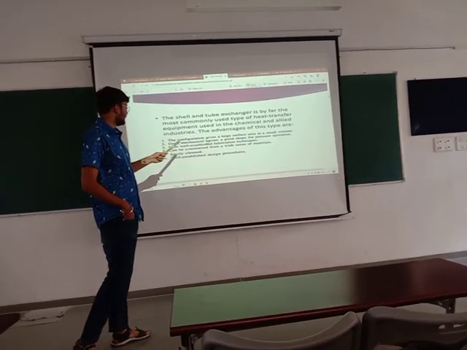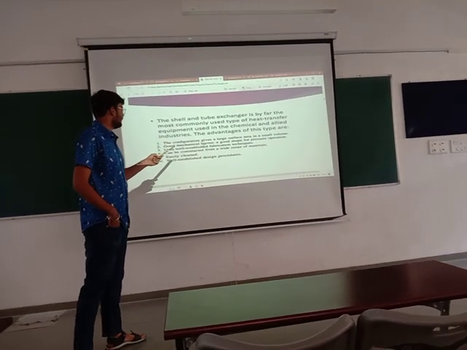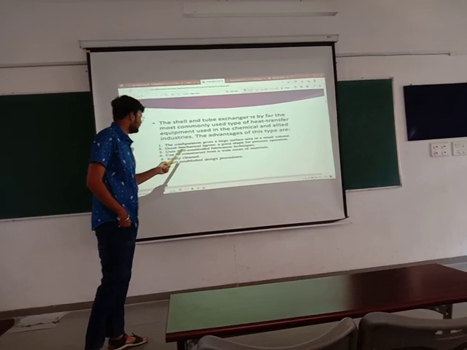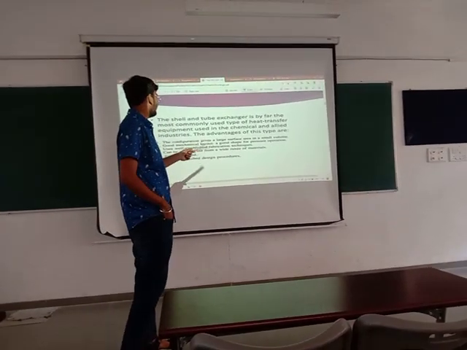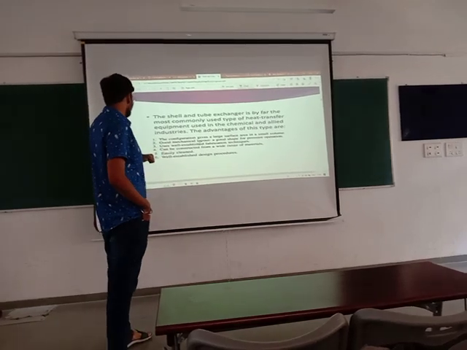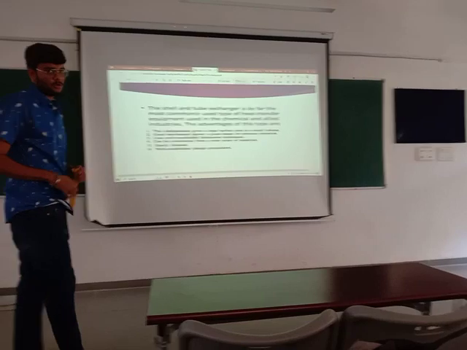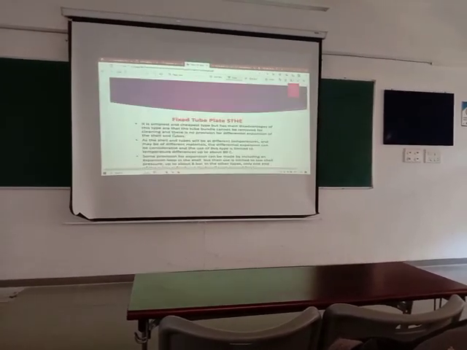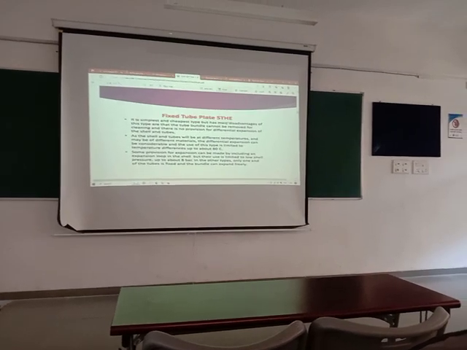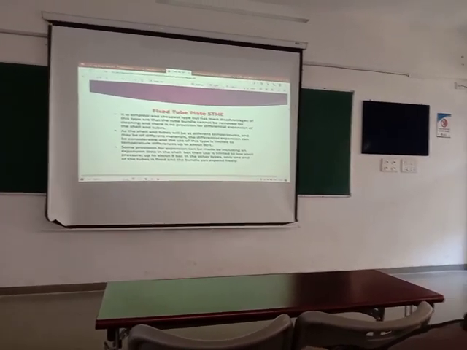Well established fabrication techniques can be used, and procedures are considered. Fixed tube plate.